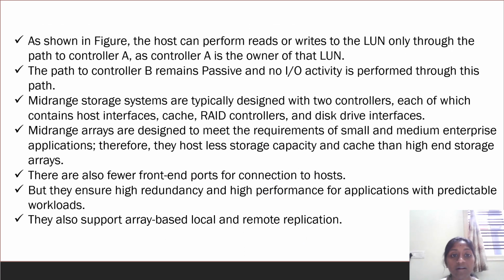As shown in the figure, the host can perform reads and writes to the LUN only through the path to controller A, as controller A is the owner of that LUN. The path to controller B remains passive and no input-output activity is performed through this path.